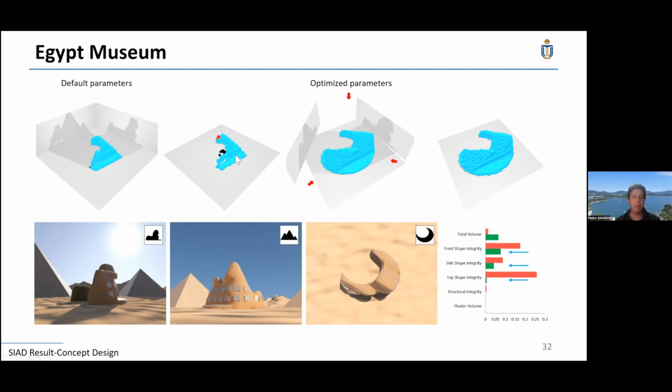After we do the optimization, we get a much better shape, right? And the viewpoints that give this shape are these viewpoints over here. Okay, so these orientations give the best shape.